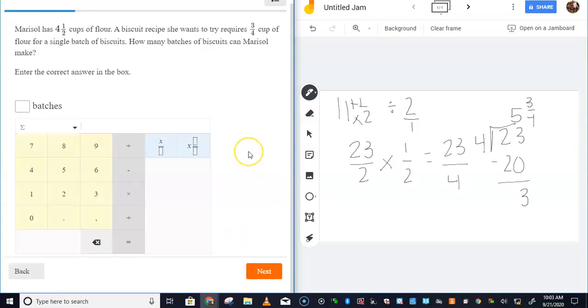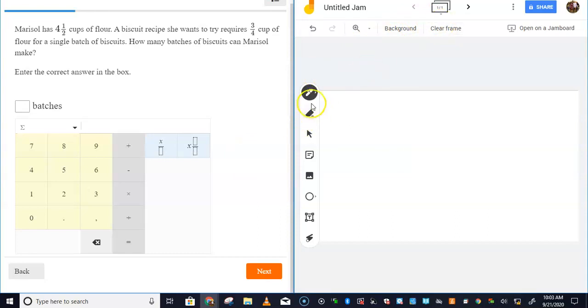Next. Marisol has 4.5 cups of flour. A biscuit recipe she wants to try requires 3/4 cup of flour for a single batch of biscuits. How many batches can Marisol make? So the total amount of flour I have is 4.5, and each batch requires 3/4 cup. I need to change this mixed number to an improper fraction. So 4 times 2 is 8, plus 1 is 9, so 9 over 2.